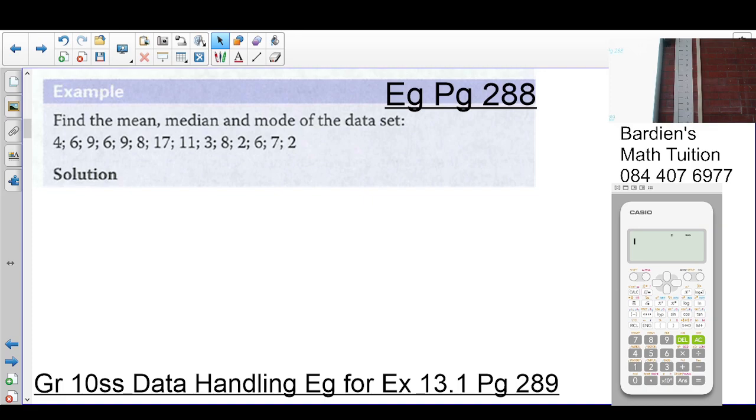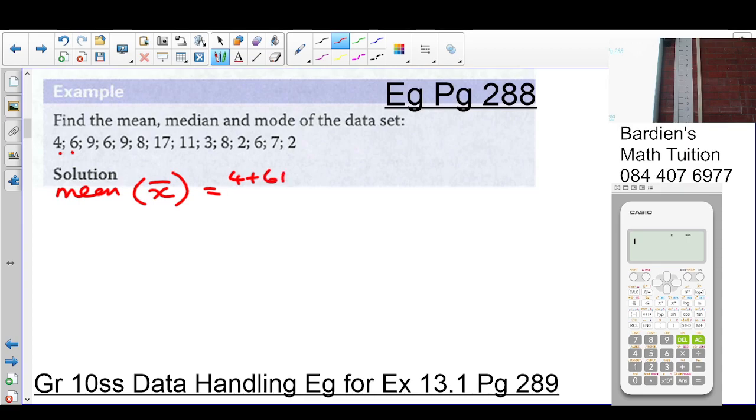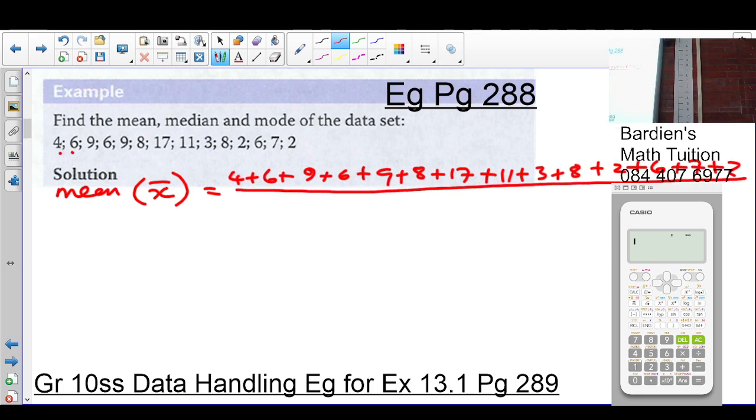In other words, to work out your mean, which is marked with an X with a bar on top, it is going to be 4 plus 6 plus 9 plus 6 plus 9 plus 8 plus 17 plus 11 plus 3 plus 8 plus 2 plus 6 plus 7 plus 2, all over the count: 1, 2, 3, 4, 5, 6, 7, 8, 9, 10, 11, 12, 13, 14. You all agree with that?